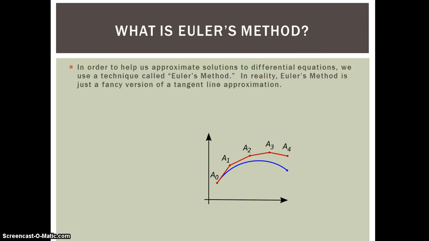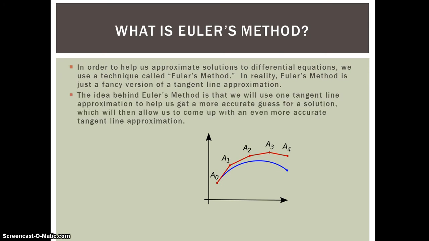What is Euler's method? Just like I mentioned, in order to help us approximate solutions to differential equations, we use this technique called Euler's method. In reality, this method is just a fancy version of a tangent line approximation. The idea is that we're going to use one tangent line approximation to help us get a more accurate guess for a solution. It's almost like we're using tangent line segments. And once we get to the end of a segment, we're going to create a new tangent line based on the slope of that segment. And this will allow us to come up with an even more accurate tangent line approximation. This picture was borrowed from Wikimedia.